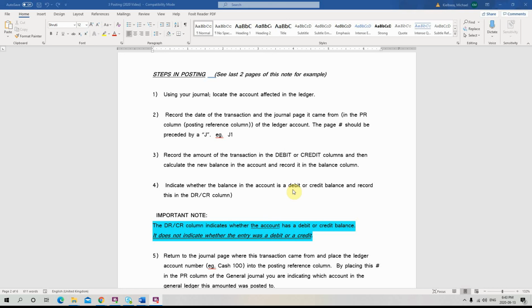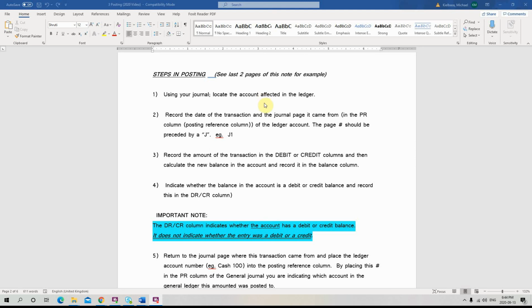Alright, this video is going to show you how to post from the general journal to the general ledger. Now, the second page of your note indicated the steps in posting. So if you ever get stuck, you can use that as a reference. But I'm going to show you how to post using an actual journal and actual ledger accounts. So usually it's a lot easier if you can see it.